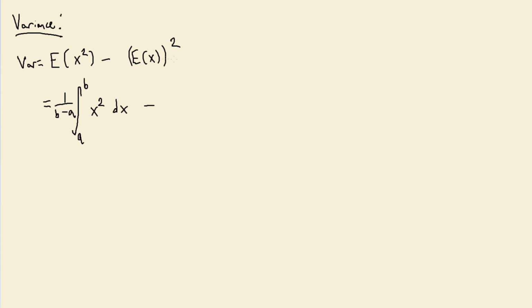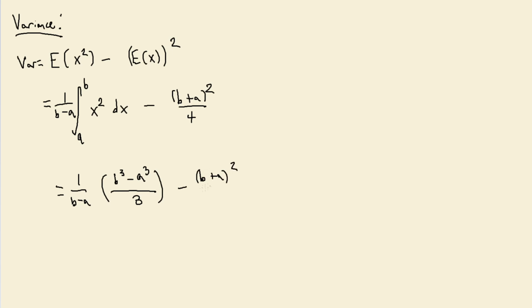And then we're going to subtract the mean squared. And we already figured out what the mean was. We saw that it was (b plus a) over 2. But we have to square it. And so I'm actually going to rewrite this as (b plus a) squared over 4. I think that looks a little bit nicer. So now we just need to contend with this integral here. And so this is just x cubed over 3 evaluated from a to b. So this is going to be 1 over (b minus a) multiplied by (b cubed minus a cubed) over 3, minus (b plus a) squared over 4.